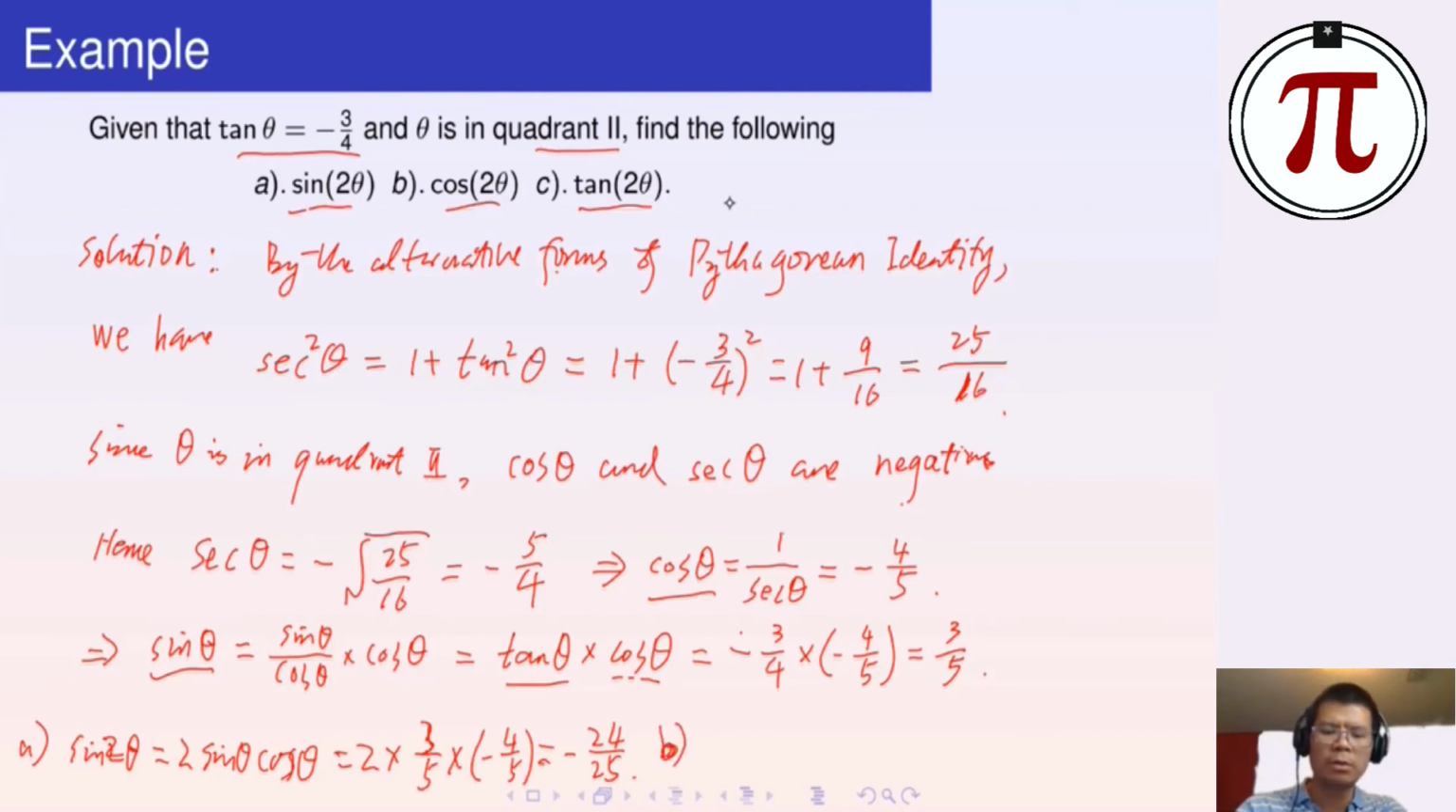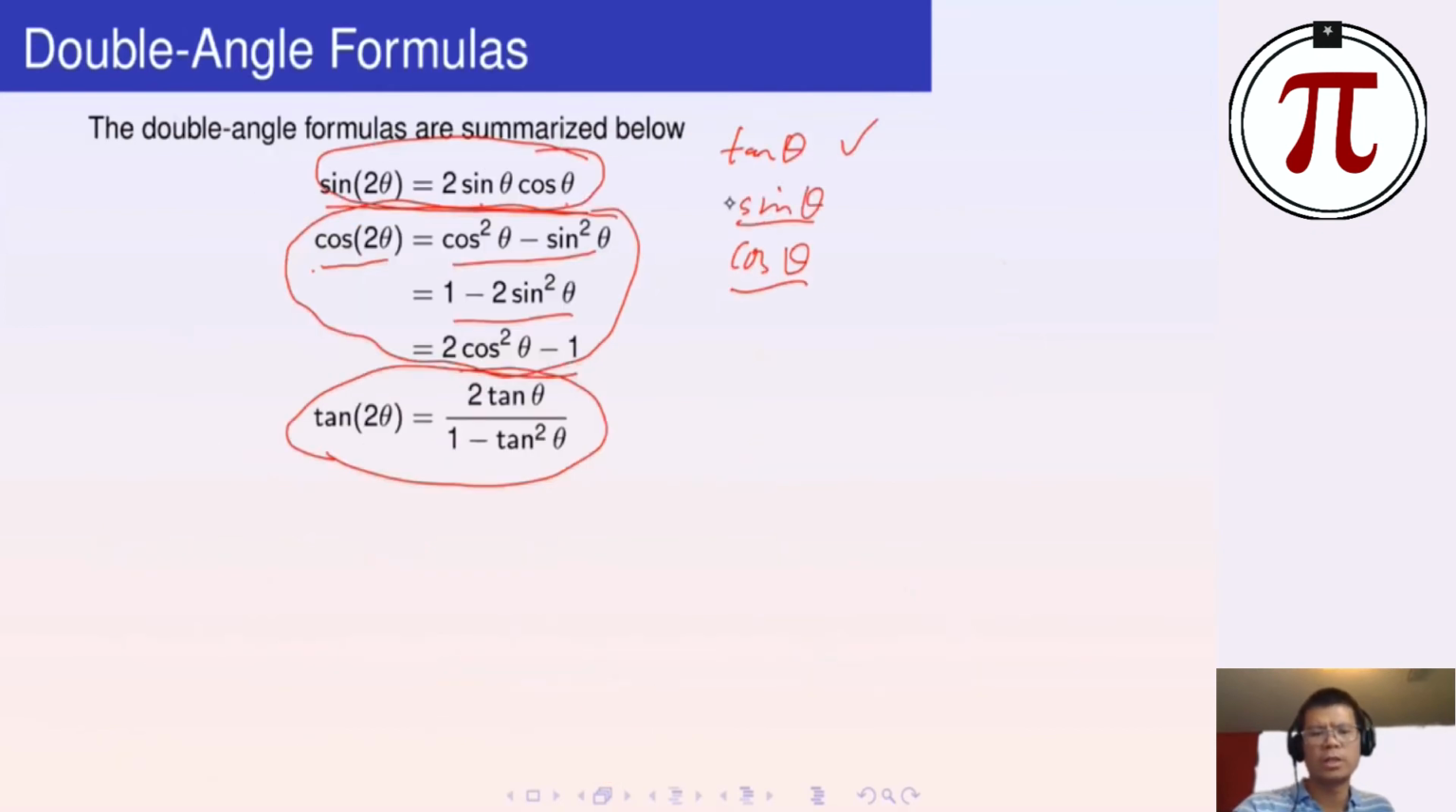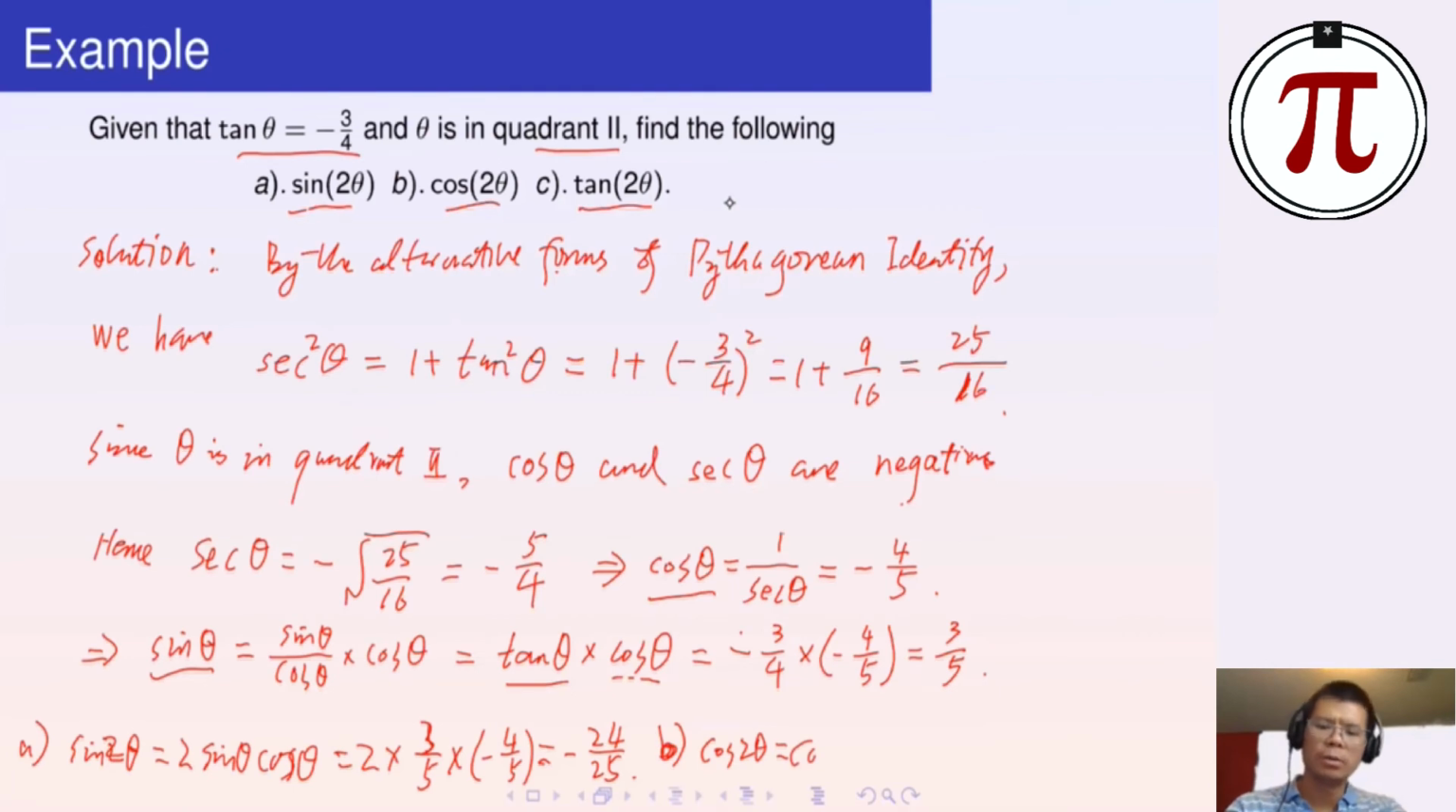And B is also going to be very simple. What is cosine 2 theta? Now you can use either formula. We have 3 different formulas for cosine, right? You can use either one. For instance, cosine squared minus sine squared. So cosine 2 theta equals cosine squared theta minus sine squared theta, which equals negative 4 over 5 squared minus 3 over 5 squared, which equals 16 over 25 minus 9 over 25, which is 7 over 25. All right, it's 7 over 25, correct?